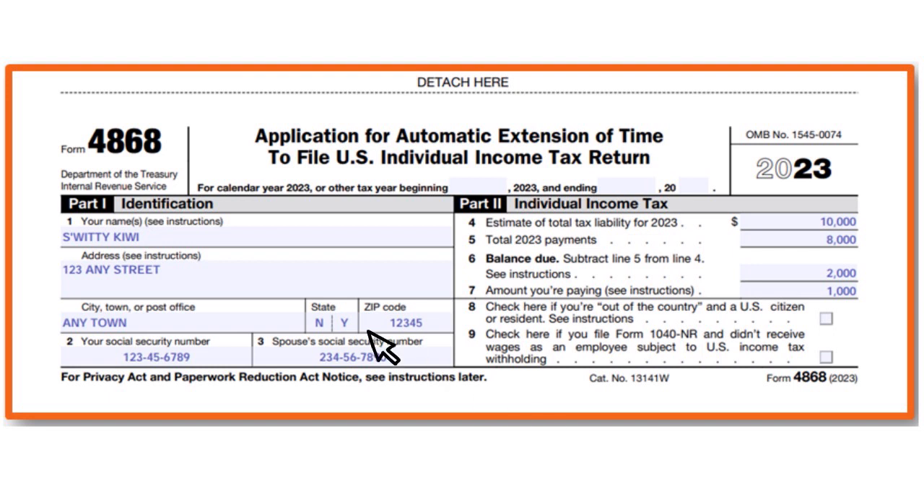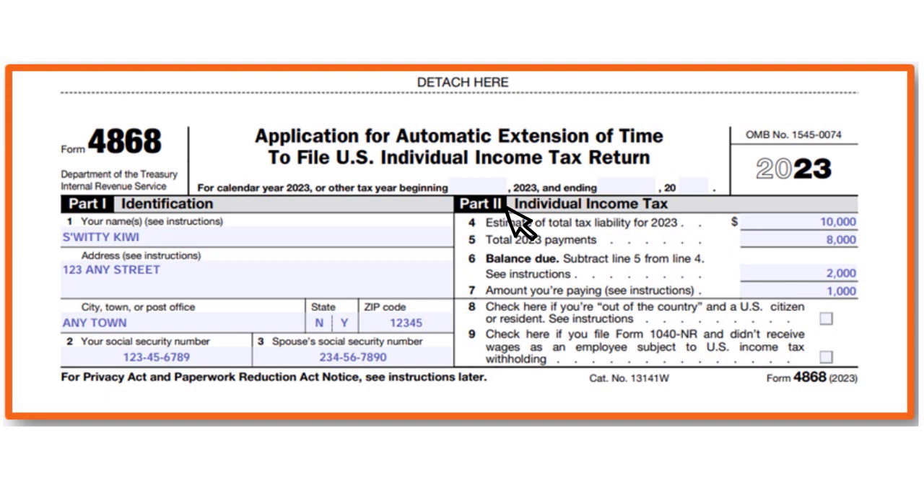So we have part one. Part one of Form 4868 requires you to provide your identification details: your name, first name, last name, and your social security number for both you and your spouse, if applicable. Part two is the individual income tax. Please round off dollars to whole dollars on this form. Enter your estimated total tax liability that you will report on your 2023 return on line 4. If you expect this amount to be zero, enter zero. Enter the estimated total payments you will report on this form on line 5.